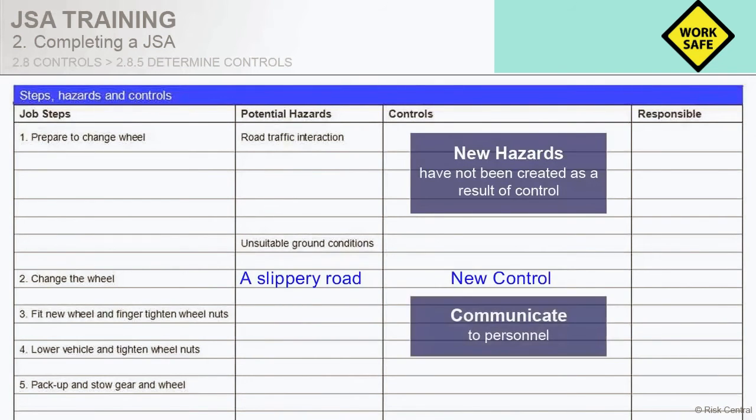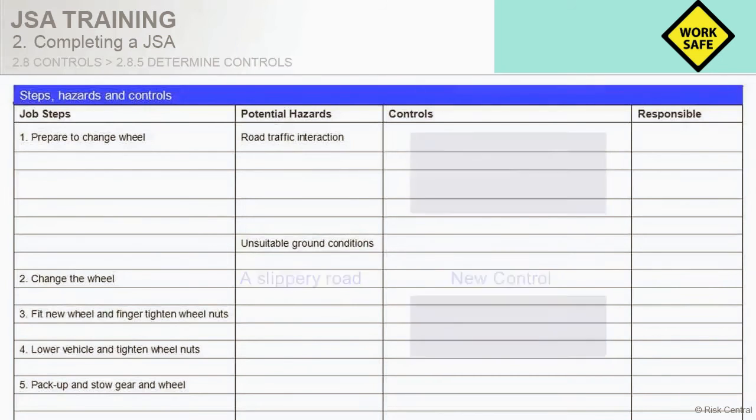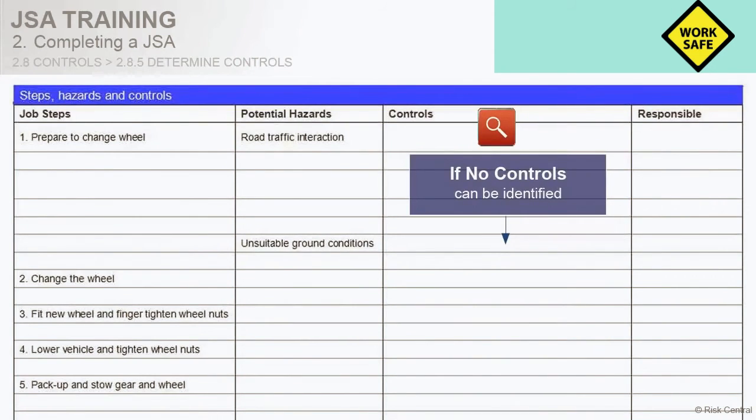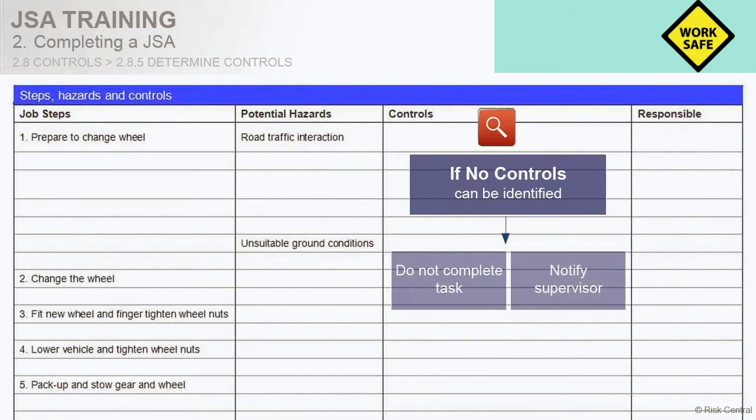Communicating the hazards and controls to the personnel performing the job is essential. Remember, if no reasonable or practical controls can be identified to reduce the risk to acceptable levels, then the task must not be completed. Notify your supervisor to discuss. Higher-level risk assessment tools or job redesign may be needed.